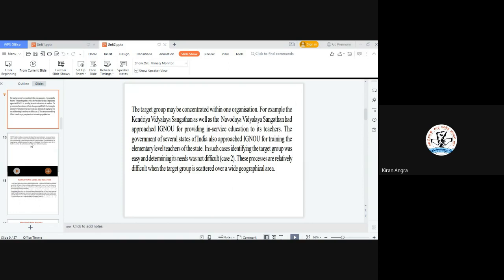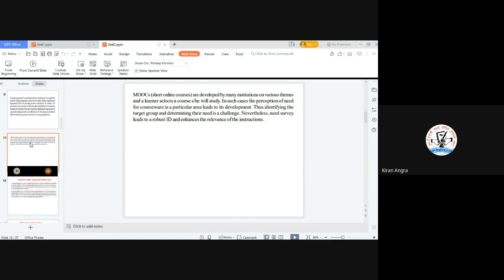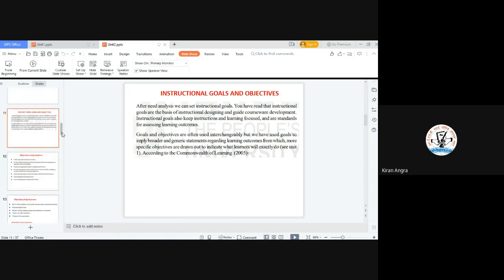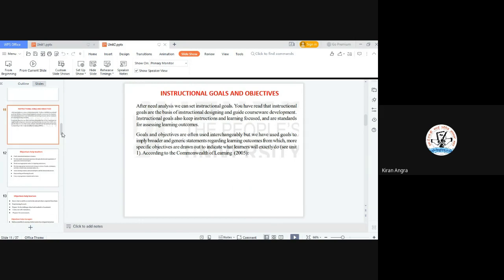In other cases it is not easy to determine the needs. MOOCs are developed by the institution on various themes, and learners select a course they wish to study. In such cases, the perception of need for courseware in a particular area leads to the development, and hence the target group and their needs are taken care of, along with the challenges they are facing. So, my dear students, I have taken this part first, and I feel I have some time, so I can go further with you. So what are the instructional goals and objectives?